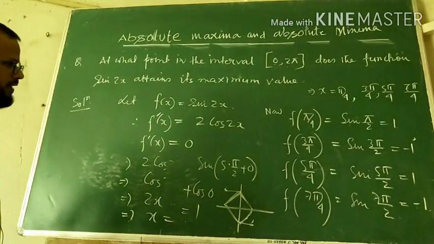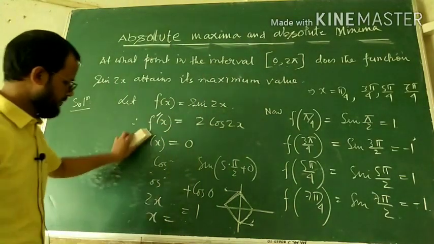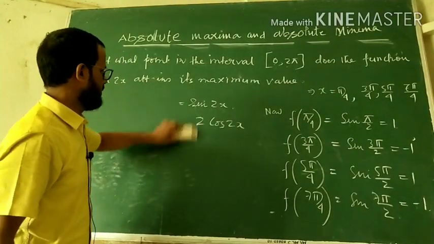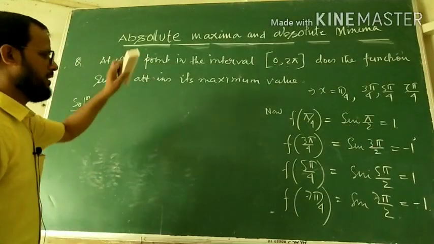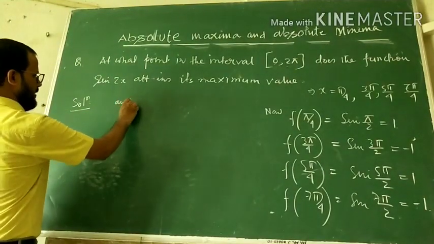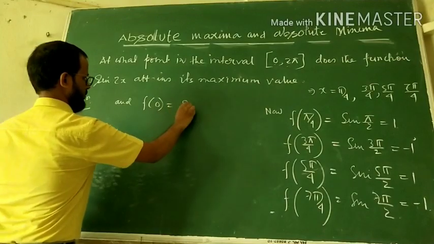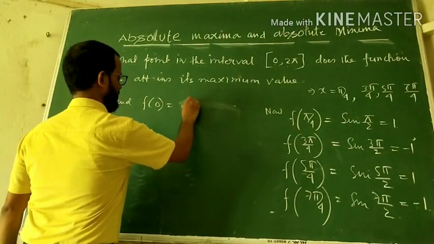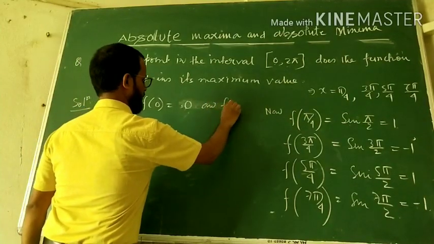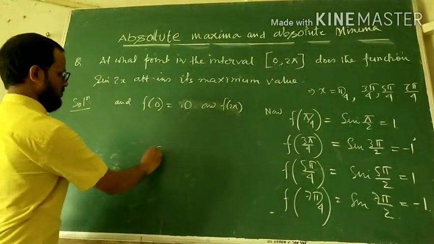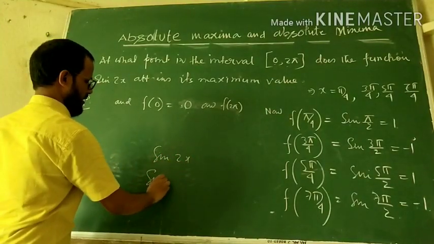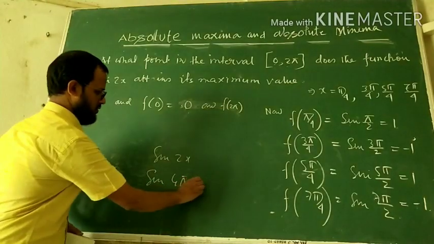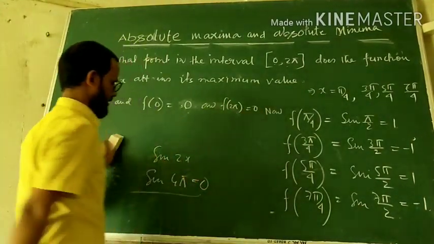So finally these are the critical points. Find the functional value at the critical points. Now the functional value at the end points also: f of 0 equal to sin 0, sin twice 0 is 0, so f of 0 equal to 0. And f of 2 pi, that means sin twice x, sin 4 pi. You know sin n pi equal to 0, so sin 4 pi is also 0. Clear?